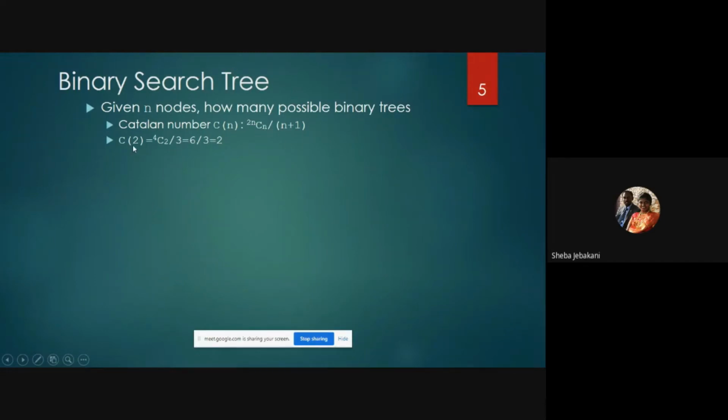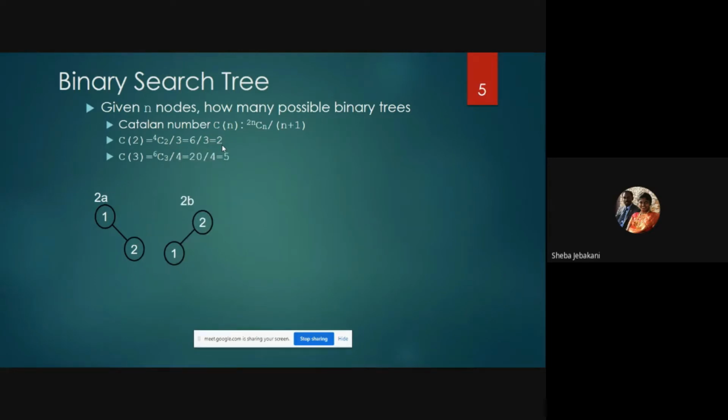So if the number of nodes is 2, then basically it will be 4C2 divided by 2 plus 1, which is 3. So that will give you 2. So you basically can have two binary search trees with two nodes. That is this node, this one, and this.